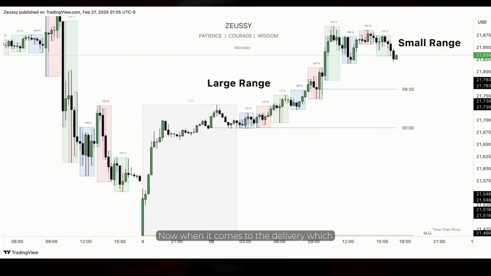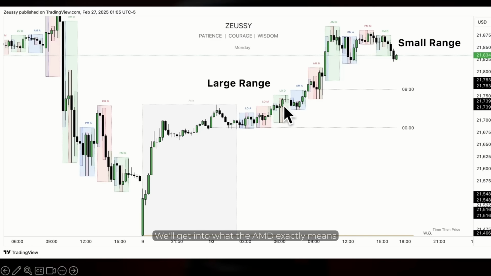Now, when it comes to the delivery, which you can see in front of you, you can see that when we open up a new week and the market began expanding towards the upside, the Asia session expanded higher. The London session then came along and we saw the market again expand towards the upside. It was a very slow expansion higher, however it was an expansion higher. The New York morning session then also expanded higher, meaning you can see that AMA right here until AMD is the New York morning session, and the same of course for London A and London D.